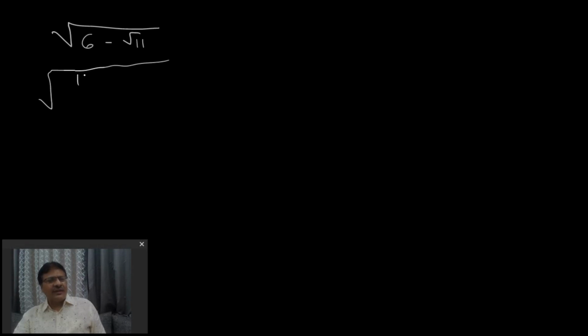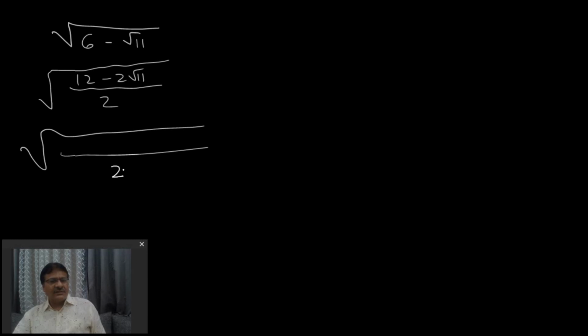Now I will explain some shortcuts for such problems where you can save a lot of time if you apply some intelligence. 6 minus root 11. This was my question. Can I say this is equivalent to (12 minus 2 root 11) whole divided by 2? I have multiplied and divided by 2. Now I can write it this way. Don't disturb this 2. And this 12 I am going to write as root 11 whole square plus 1 whole square minus 2 into root 11 into 1. Guys, can I write this way? Root 11 square is 11, 1 square is 1, 11 plus 1 is 12.